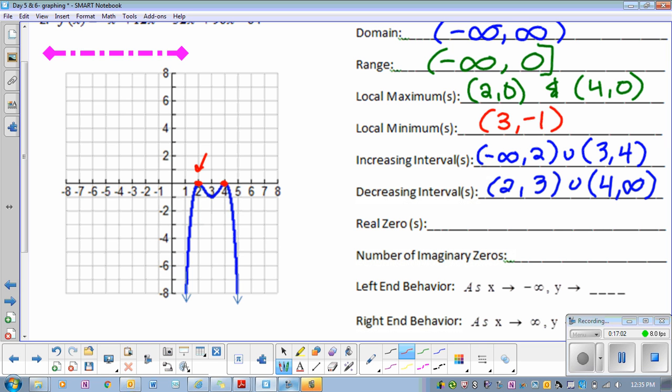Well, yeah, they're both at the local maximums for this one. Not always. So your real zeros are at 2, 0, and at 4, 0, right? But it bounces off. So what does that tell me? How many do I have at 2? 2. Double root. How many do I have at 4? 2, right? So these are times 2s.